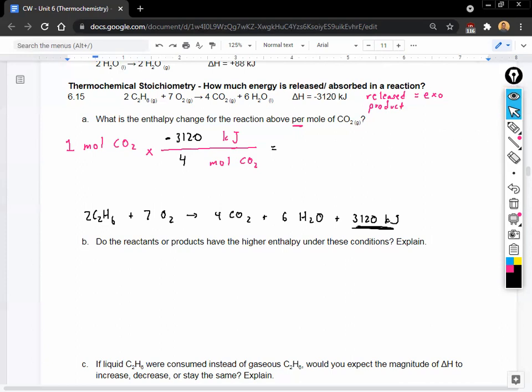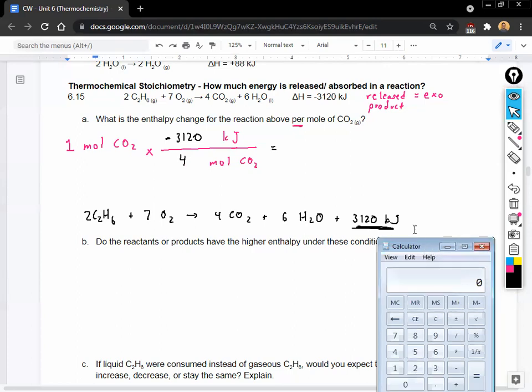Alrighty, guys. So calculations should have been pretty simple. All you need to do is skip the 1. You just do 3120 divided by 4, and you get 780. Just make sure you don't forget that negative sign because we did release energy. So the answer here is every mole of CO2 that is produced in this reaction, there's going to be 780 kilojoules of energy being released.